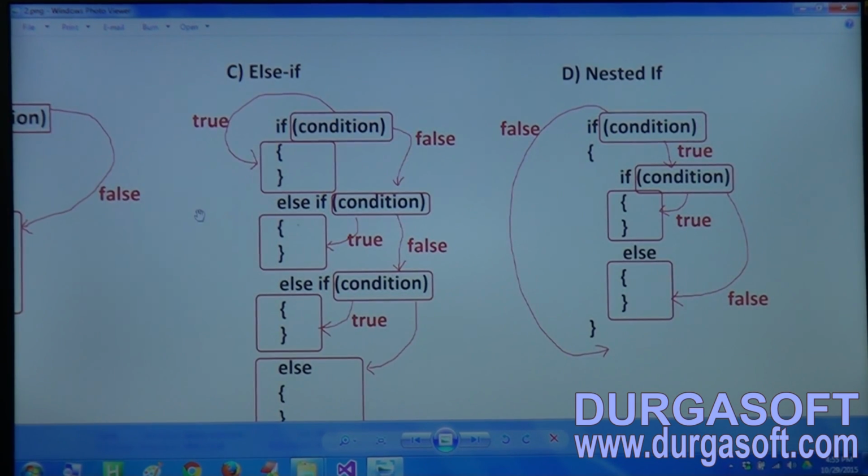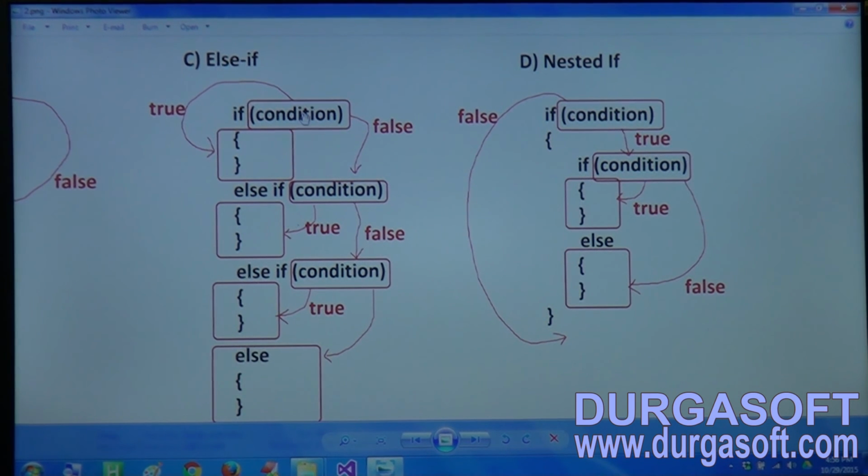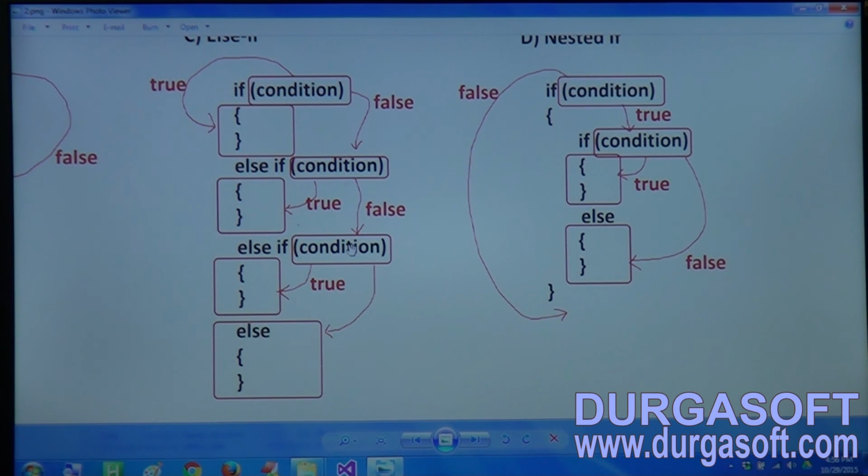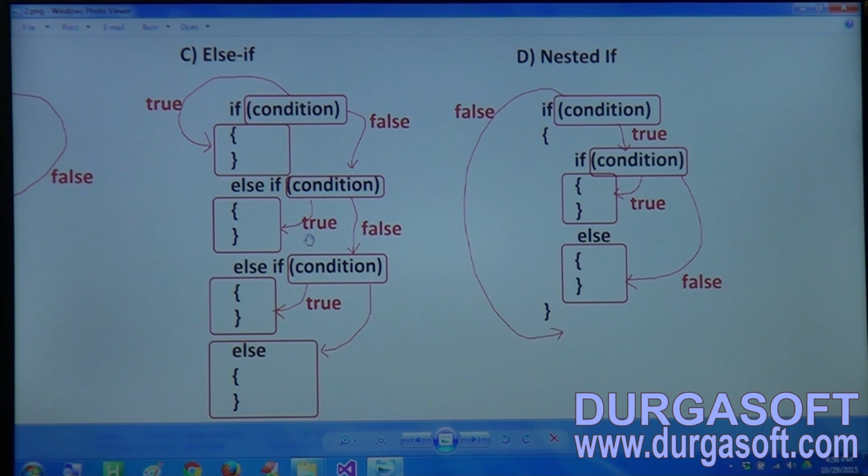In case of else if, we will have one condition. If the condition is true, then this code will execute. If this condition is false, then it will come to the second condition. The second condition may be either true or false. If the second condition is true, then it will execute this code. If the second condition is false, then it will go to the third condition. The third condition also may be true or false. If it is true, it will execute this code. If it is false, this code. So finally, out of all these blocks, only one will execute. That is the specialty of else if.